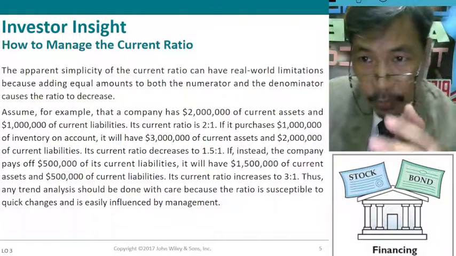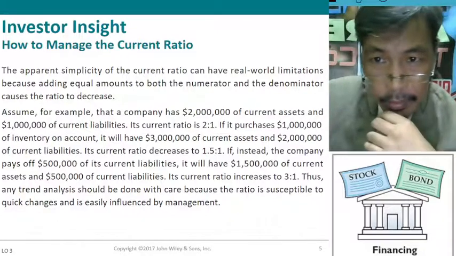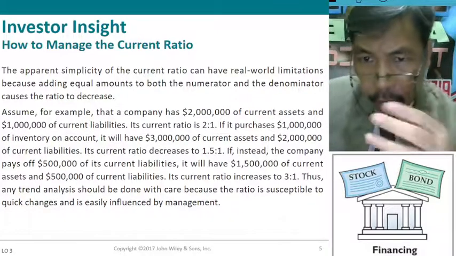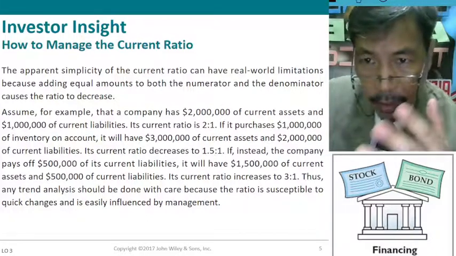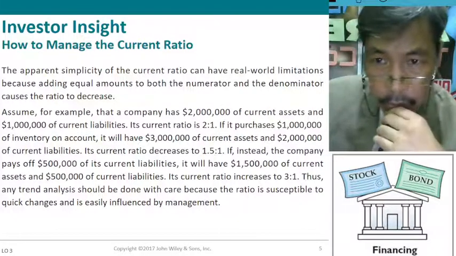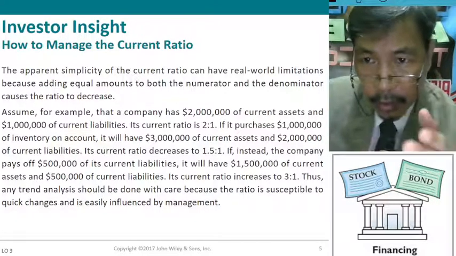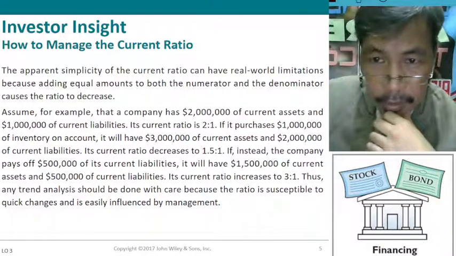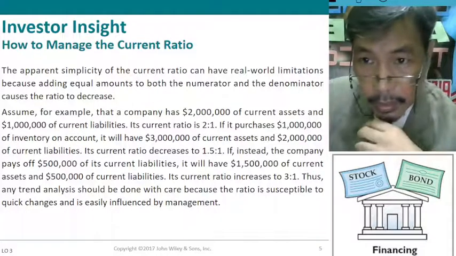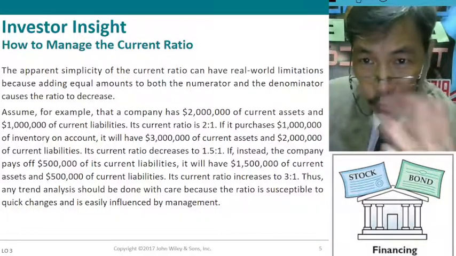Assume, for example, that the company has 2 million of current assets and 1 million of current liabilities. Its current ratio is 2. If it purchases 1 million of inventory on account, it will have 3 million of current assets and 2 million of current liabilities. Its current ratio decreases to 1.5. So from 2 to 1.5.